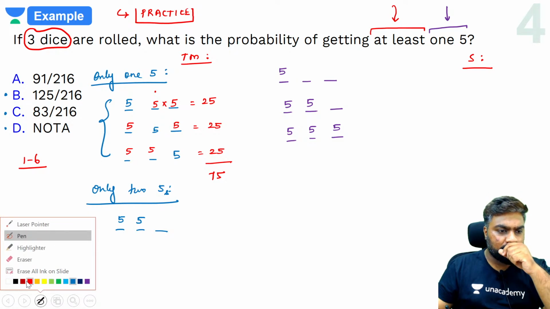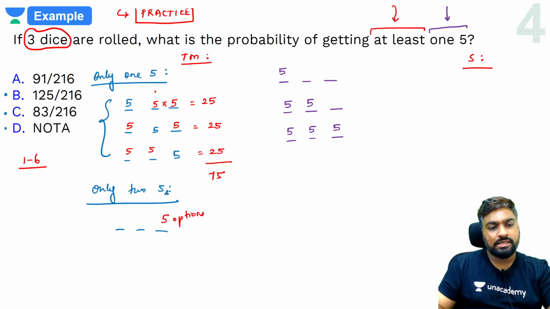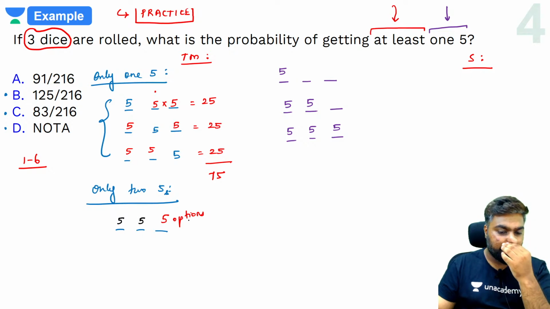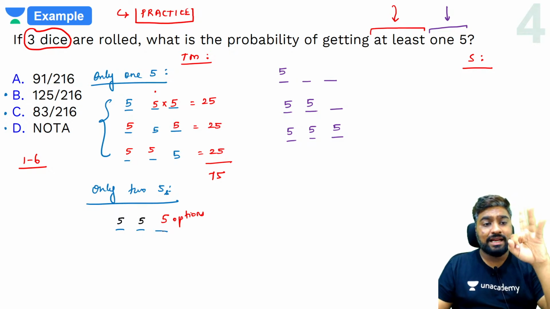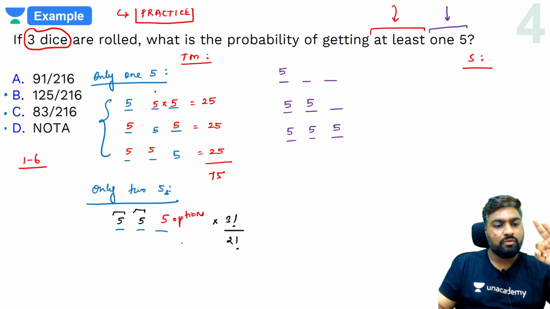So how many options will you have here? 5 options. And these 2 terms are fixed, 5 and 5. Fixed terms 5, 5, and here 5 options. So now there are 3 numbers. 3 numbers can be arranged in 3 factorial ways. But because 5 and 5 are duplicates, we will remove their arrangement. So what would you get? 5 into 3, 15 cases.